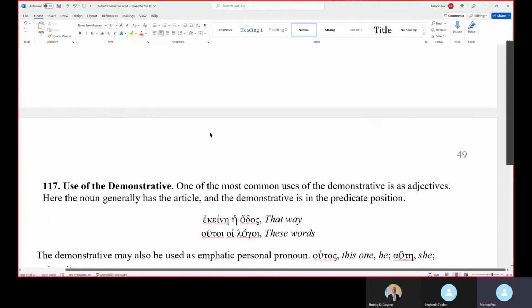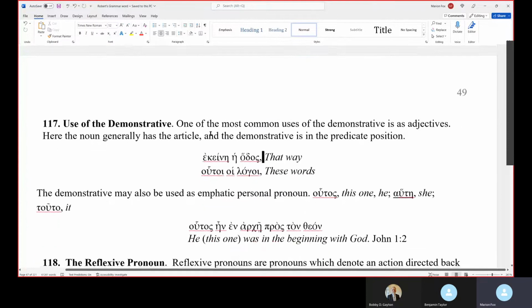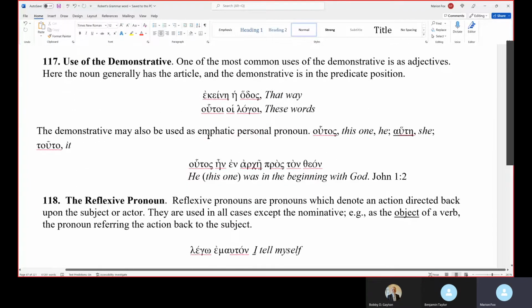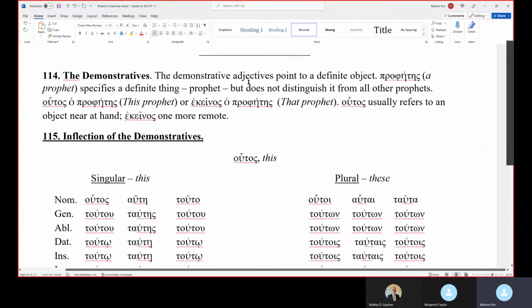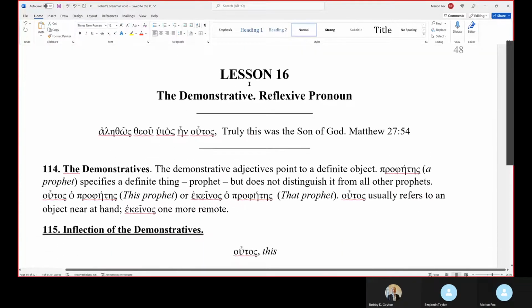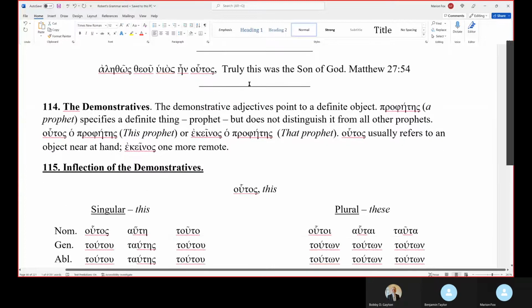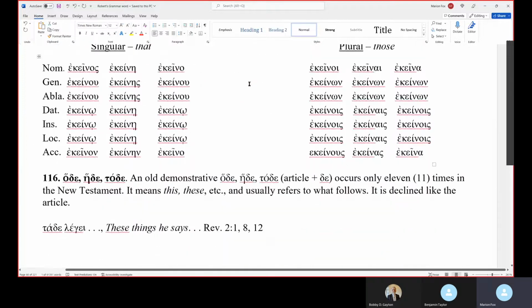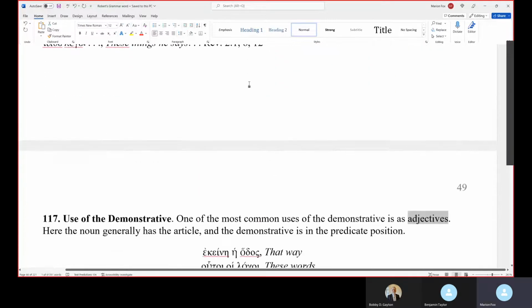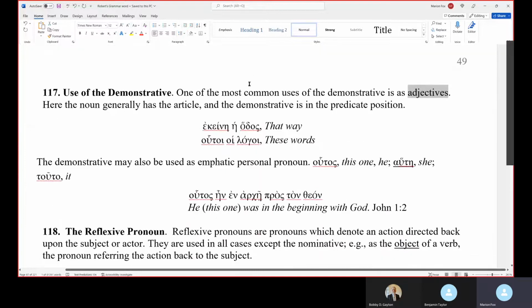Now, let's look down here. The use of the demonstrative. How is it used? One of the most common uses is as an adjective, because they're really adjectival pronouns, pronominal adjectives. I think that's what he called it up here. I've got some grammar books that call them pronominal adjectives, okay? They're adjectives that function as pronouns, okay?